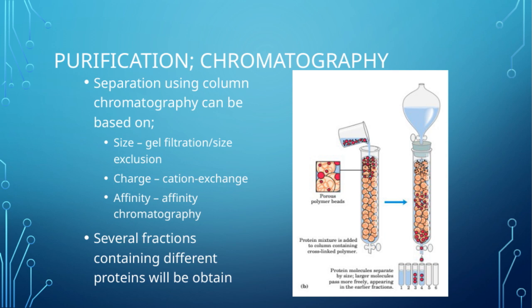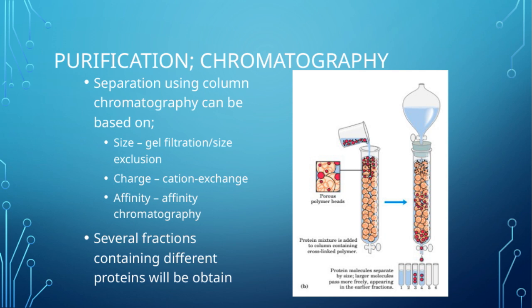Then there's affinity chromatography, which is perhaps the most specific method. It relies on the natural affinity between a protein and a particular ligand attached to the chromatography matrix. This allows us to isolate a specific protein from a mixture with high selectivity.